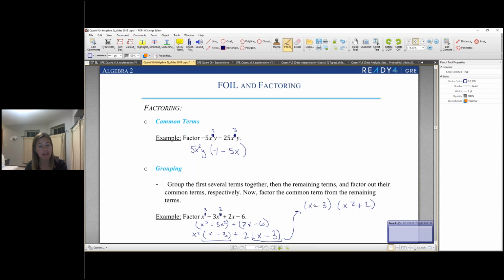And then our second set of parentheses is just whatever is left over in the coefficients. If the x minus 3s weren't the same, we'd be out of luck. But because this is the GRE and the problems are carefully crafted, you could see something like this. So that's called factoring by grouping.